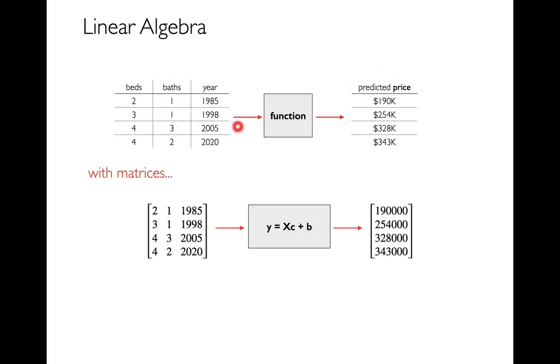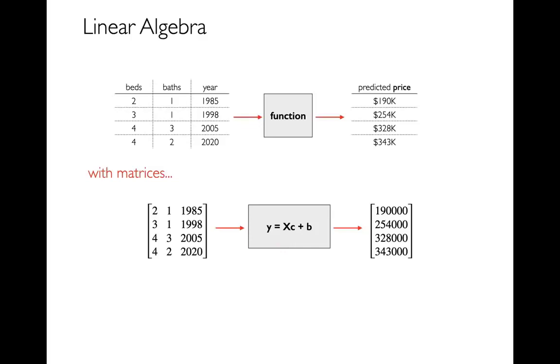Well, I might take all these numbers in a data frame and put them in this matrix here. And then for my function, I may have just an algebraic expression, which is using matrices. So my x here is this matrix, c is a vector, b is just a number. And when I run this, I'm going to get this other vector out here, which actually has all the prices, right? So to understand what's going on here, we have to learn a little bit of linear algebra.